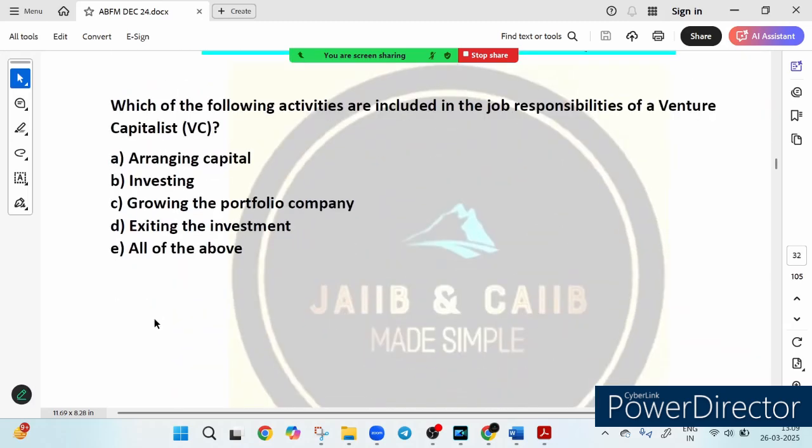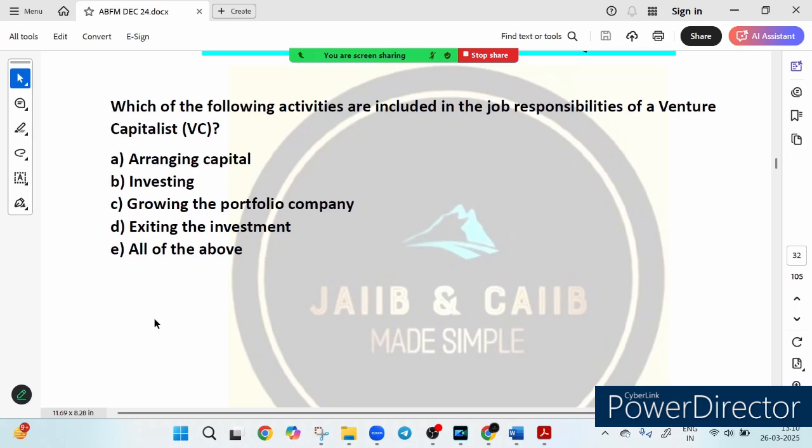The next question is: which of the following activities are included in the job responsibility of a venture capitalist, called a VC? Option A, arranging capital. What do you think? Yes, it is included, right? Because VCs don't use their own money. They raise capital from big investors like banks, pension funds, or wealthy individuals. This is correct. Investing, obviously this is the core role of a VC. Once a VC has raised capital, they invest in early stage startups with high potential. You can think of famous startups like Zomato, Flipkart, Paytm. In their early days, they received funding from VCs to scale up.